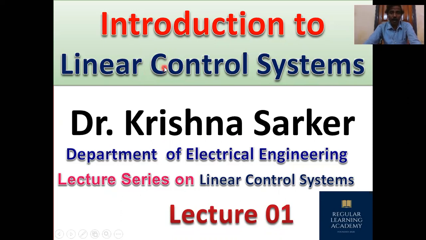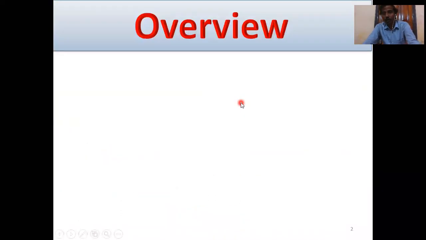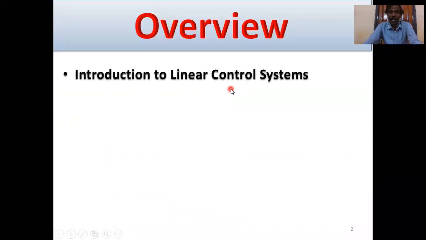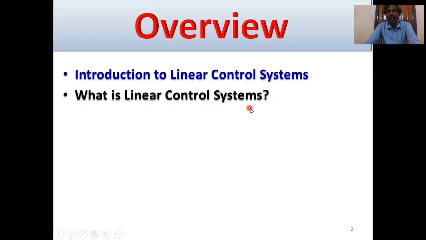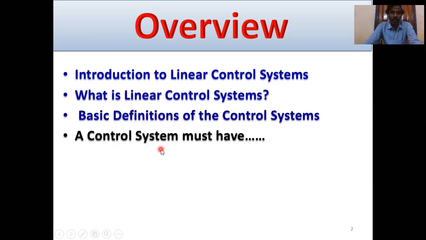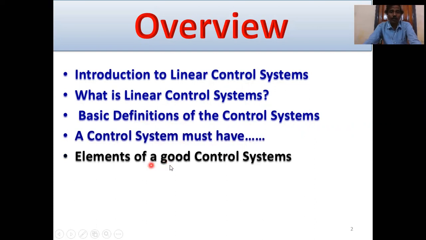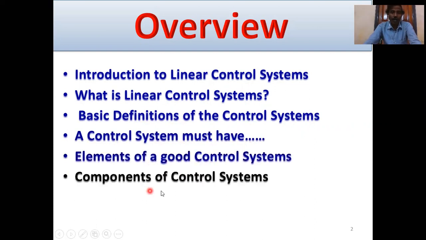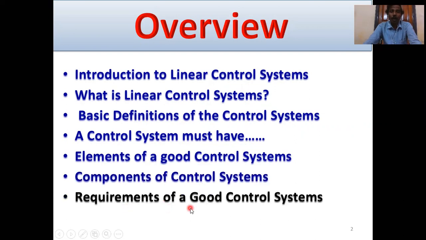So our topic's name is Introduction to Linear Control Systems. In overview, what is linear control systems? Basic definition of linear control systems. A control system must have elements of good control systems, components of control systems, requirements of a good control system. So this is our overview: introduction to linear control systems, what is linear control systems, why linear control systems.